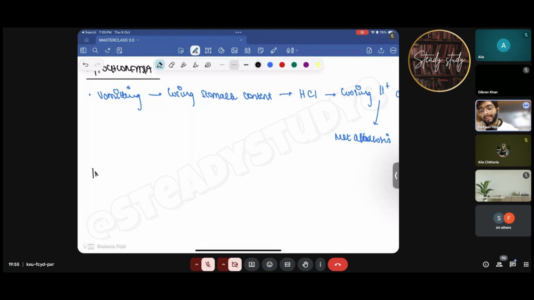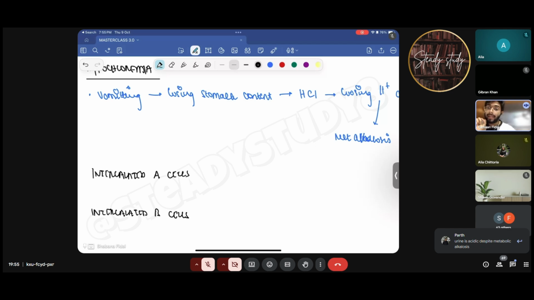So intercalated A cells, and intercalated B cells. When the body's acid is low, intercalated A cells will be used. When the body's base is low, intercalated B cells will be used. And that is very easy to remember. A for acid, B for base. Perfect. Now let's see what's happening.